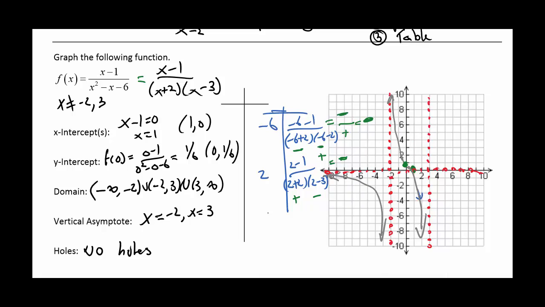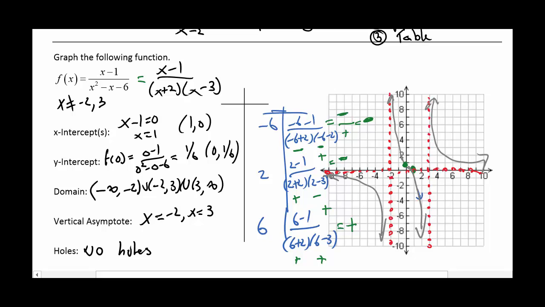And then the very last component is, we'll test at 6 and see if it's above or below, but I kind of get a sense as to what I think is going to happen here. So evaluating that in the factored form, we get 6 minus 1 over 6 plus 2 times 6 minus 3. And let's see, I get positive up top, that's positive, so everything is positive, which tells me all the y values have to be above the asymptote. So I'll shade it in that direction.